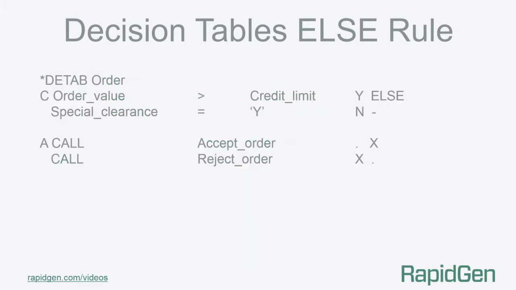Let's look at an example. The decision table order has an explicitly stated else rule. It follows the instructions on the previous slide: only dashes in the condition entries, the last rule in the table, and else on the first condition line. The else rule is used to accept a customer's order. Only where the customer has exceeded their credit limit and they don't have special clearance will we reject the order.